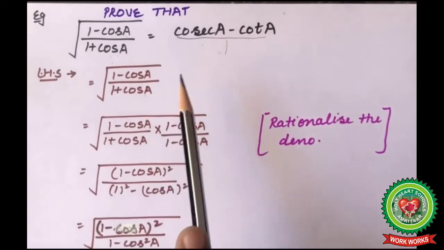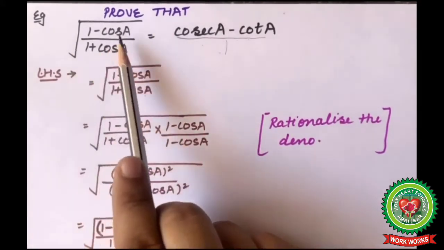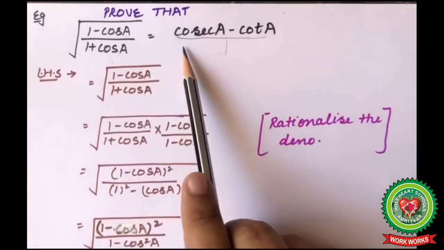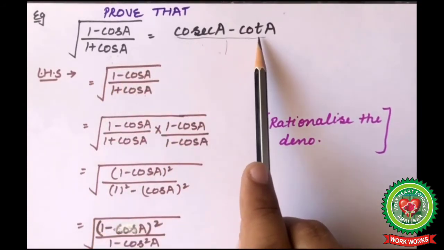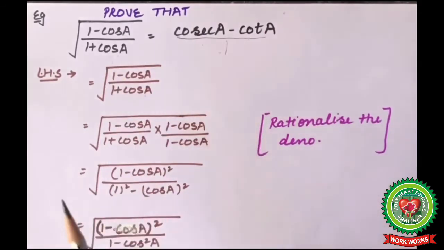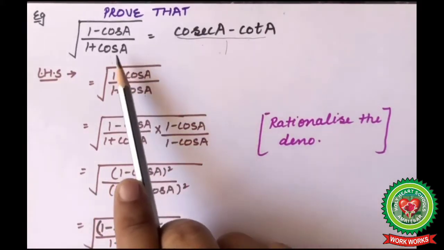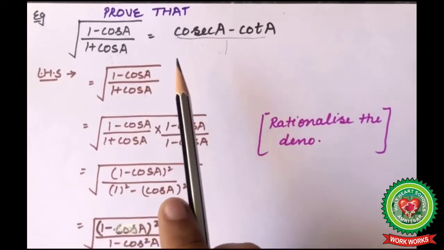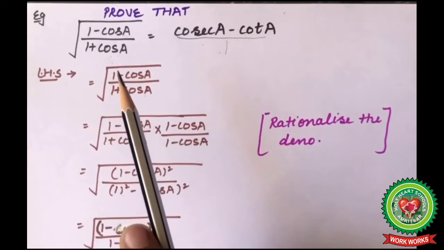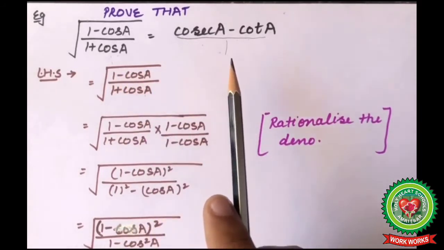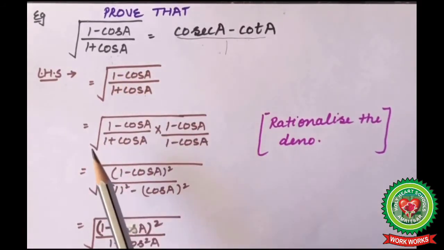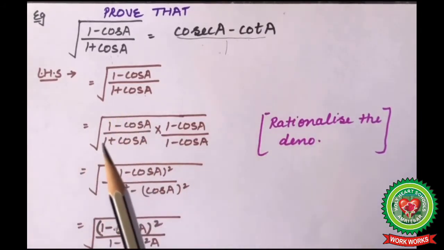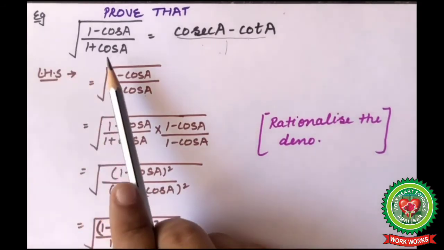The next example is: prove that square root of 1 minus cos A upon 1 plus cos A is equal to cosecant A minus cot A. Now students, in this example, the denominators of the left hand side and the right hand side are not same. So in this example, we are not going to do the step of multiply and divide with the denominator. Instead, in this sum, we are going to do the rationalization of the denominator.